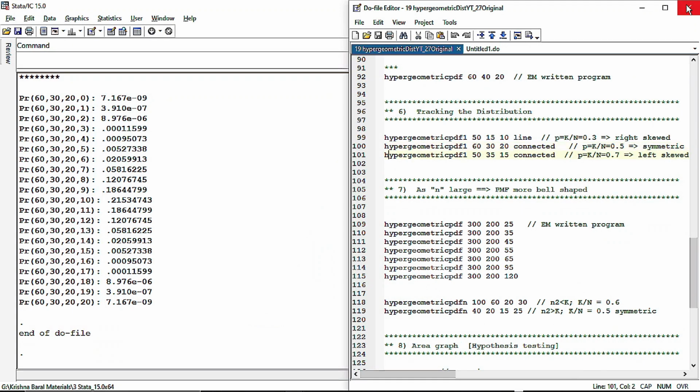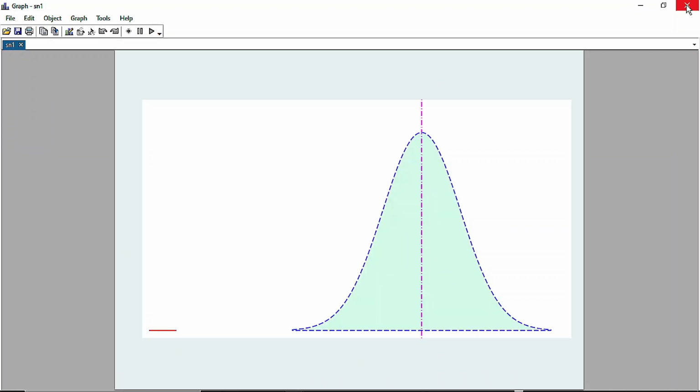Now let us see another example where the probability K by N is more than 50%. In this case it is 70%. 35 divided by 50 is 70%. So in that case the graph will be left-tailed.